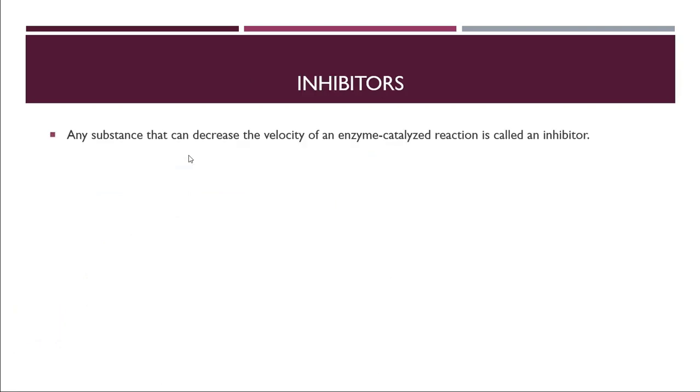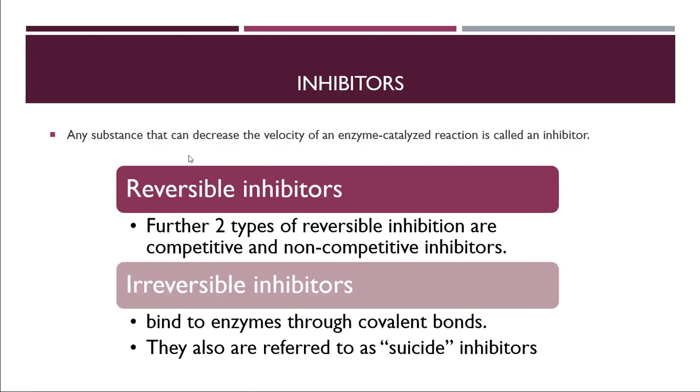Next is inhibitors. Any substance that can decrease the velocity of an enzyme-catalyzed reaction is called an inhibitor. We have two different types here: reversible inhibitors and irreversible inhibitors. Reversible inhibitors are further classified into competitive inhibitors and non-competitive inhibitors. Okay? And irreversible inhibitors bind to the enzyme covalently, so they are also referred to as suicide inhibitors. Okay?